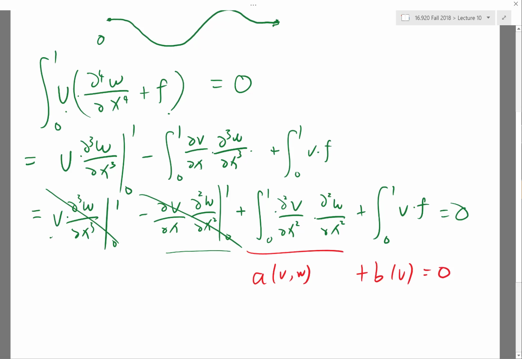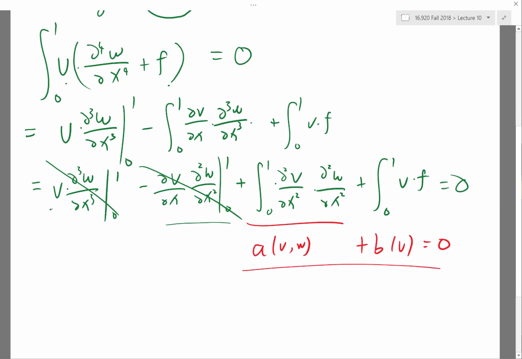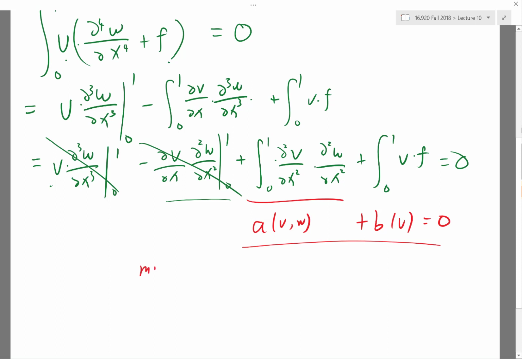Again, if you have a positive definite bilinear form in this case, this is equivalent to minimizing over all possible w's, a(w, w)/2 plus b(w). This is equivalent. If you put a minus for the a, you don't do that.